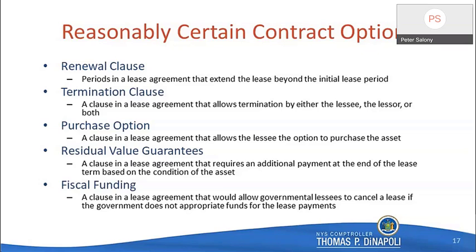Fiscal funding. A clause in the agreement that would allow governmental lessees to cancel a lease if the government does not appropriate funds for these lease payments. The lease controller template will walk you through these options, and if they are included in your lease, and you're reasonably certain to exercise any of them, it will ask you for the additional lease terms and rental payments, which will be included in the calculation. The most common of these options are the renewal and termination clauses. We'll go into a little more detail for these two specific ones.